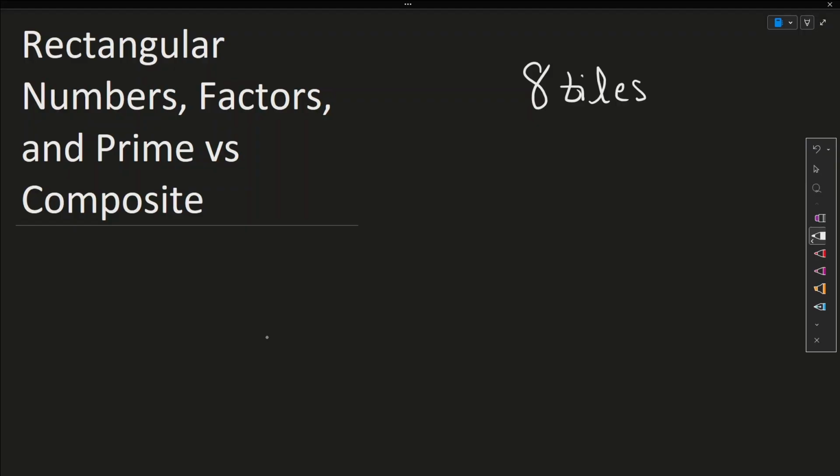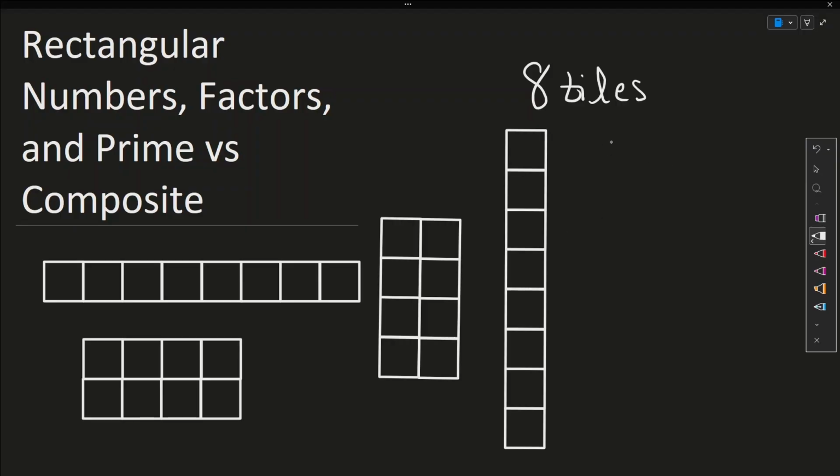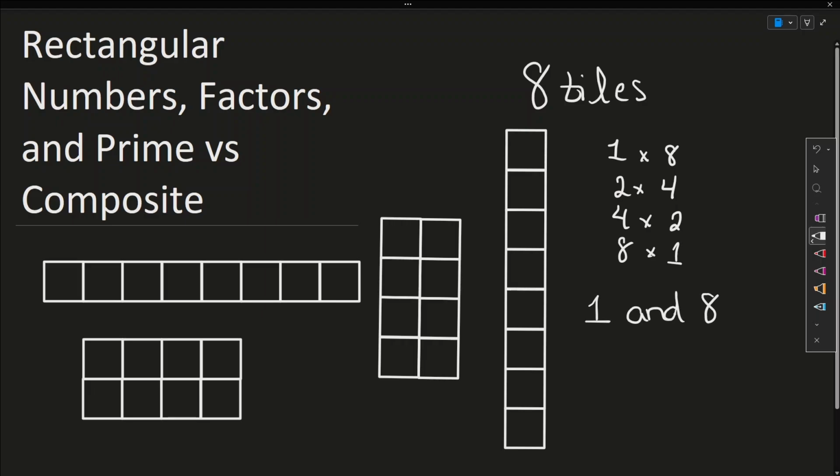Next up, let's look at rectangles with 8 tiles. Here, we have a 1 by 8, a 2 by 4, a 4 by 2, and an 8 by 1. So, 8 has 2 factor pairs, 1 and 8, and also 2 and 4.